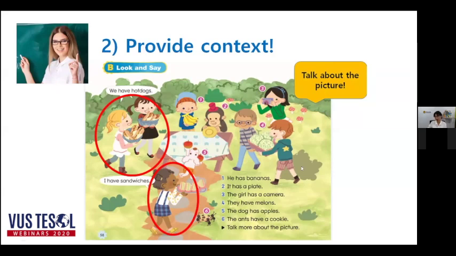And it's much more interesting, isn't it? And you can understand what's going on. So provide context. That's tip number 2. Right.